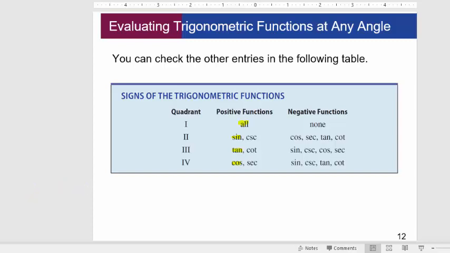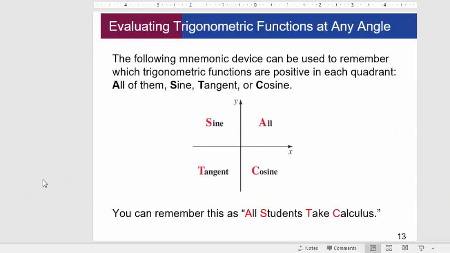All right. So what happens is you usually develop this little mnemonic device that you call ASTC, rotating from the first to the fourth quadrant, which you can think of as all students take calculus, right? That means that they're all positive in the first quadrant. In the second quadrant, sine and then cosecant, of course, are positive. In the third quadrant, tangent and cotangent are positive. And then in the fourth quadrant, cosine and secant are positive.